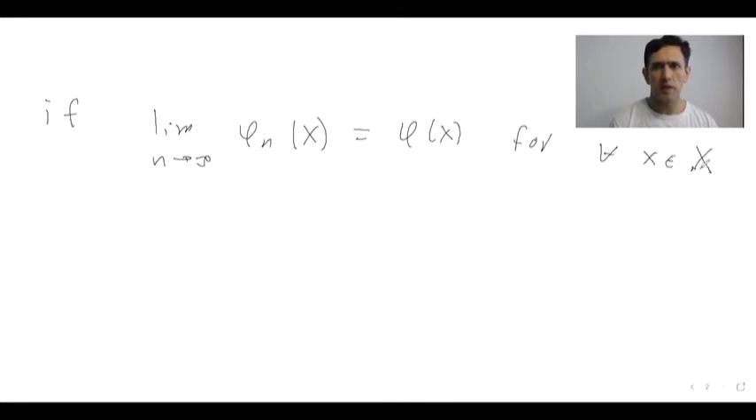And the point here is that there's no claim of uniformity whatsoever. As long as this sequence of complex numbers converges to this complex number for any x, we say phi_n converges to phi in weak star. And one of the main uses of this concept is the following extremely important theorem.